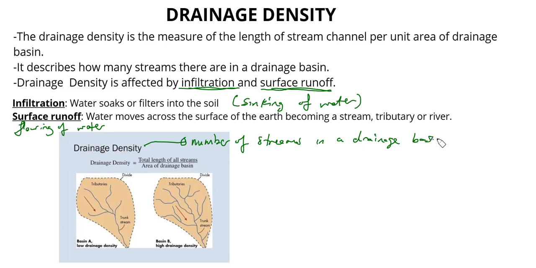Here we are talking of the number of streams because we want to know how many streams we have in a specific drainage basin. Once we have more streams, it means high drainage density. Then what about fewer streams? It means low drainage density. Now let's understand these two, where we're talking of infiltration.